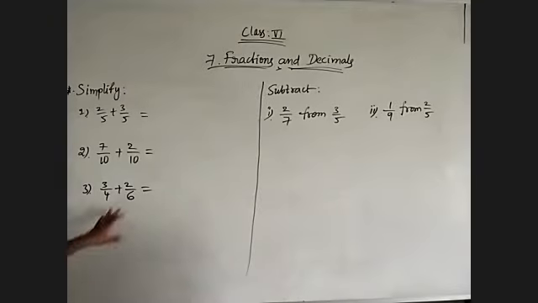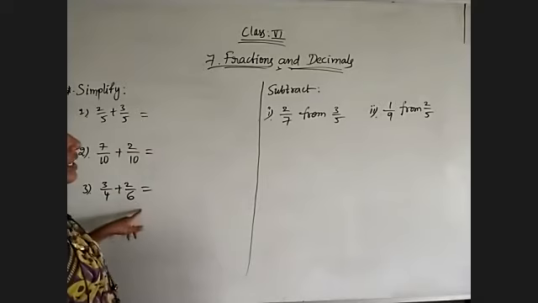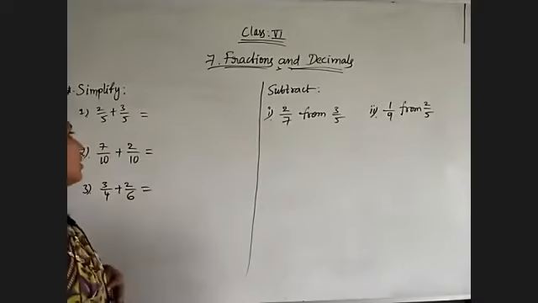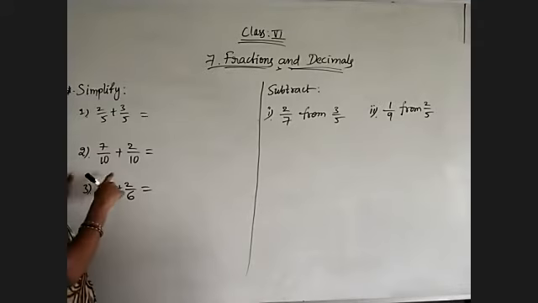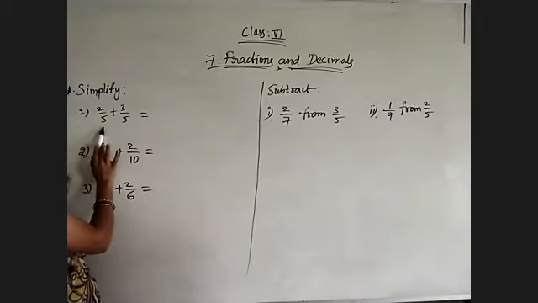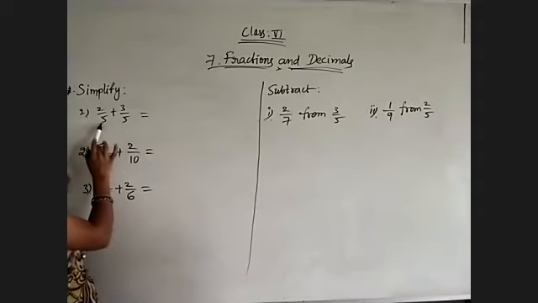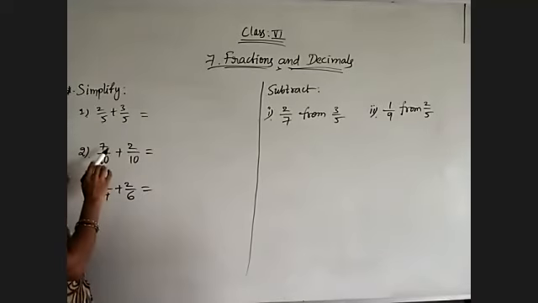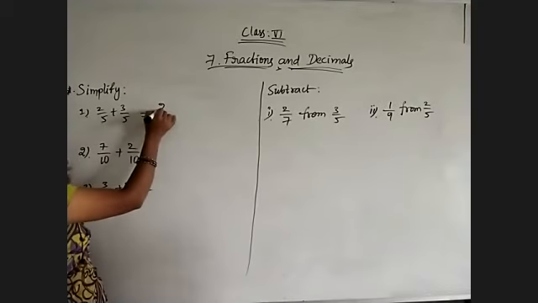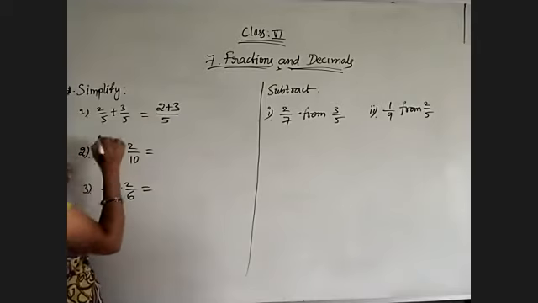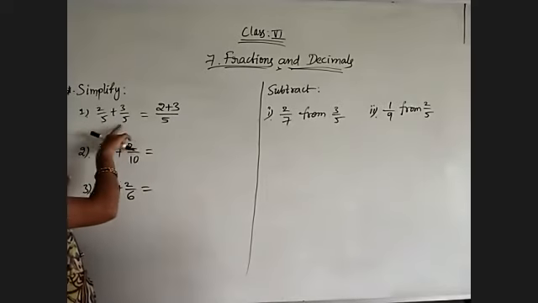Okay, observe here these questions depending on addition are given, and the second questions are subtraction. Now coming to the first problem, here they are given 2 by 5 and 3 by 5. Only two fractions are given and both are having the same denominator. So these fractions are said to be like fractions. So in case of like fractions, what will we do? Just we will add the numerators. 2 plus 3 divided by the common denominator 5.